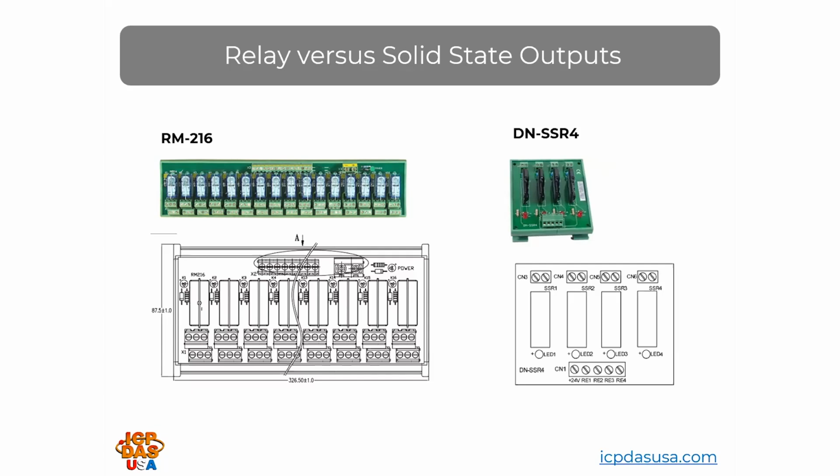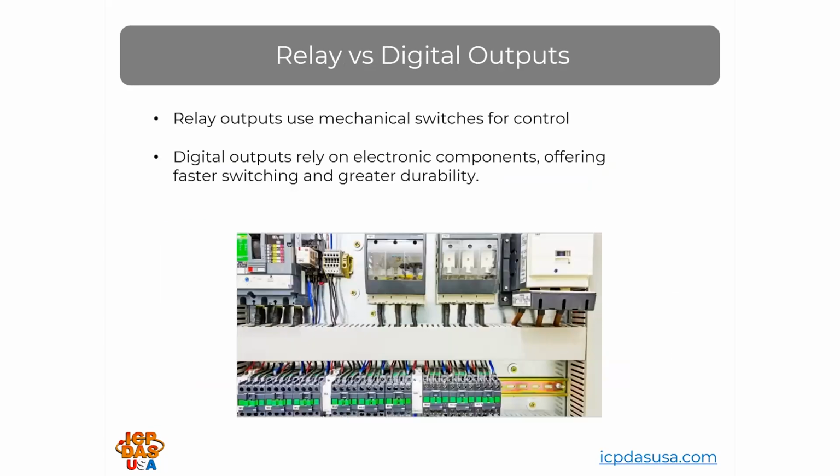RM216, that has 16 Form C 5 amp power relay outputs. Digital outputs are in fixed states. So they're either on or they're off. There's no state of half on, half off, or in between. If it was a dimmable type light, for example, that would be analog.